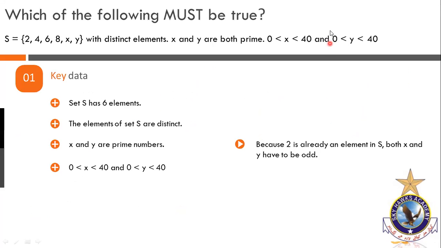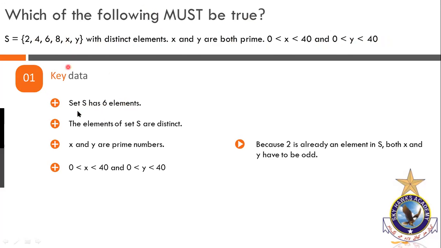Once again, the problem is written over here at the top. We have: which of the following must be true, that set S is given with distinct elements, both x and y are prime and lie between 0 and 40. So this is the gist of the problem. So key data is, look at this, set S has 6 elements. Am I right? 6 elements. You can count.